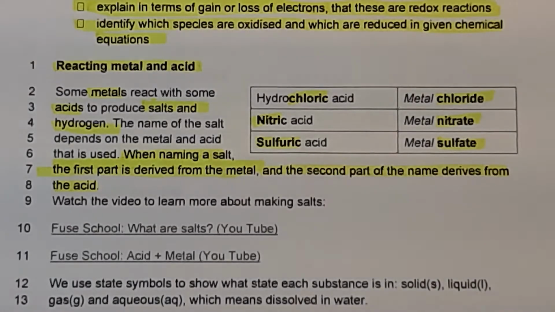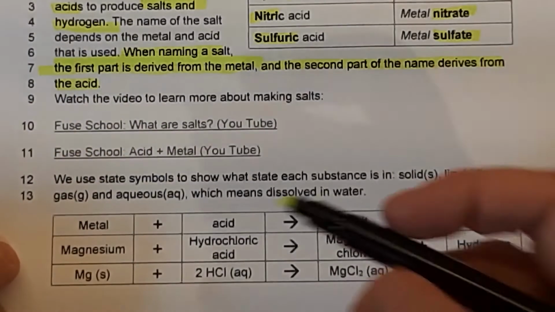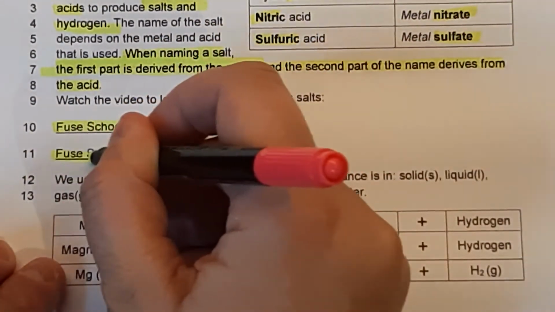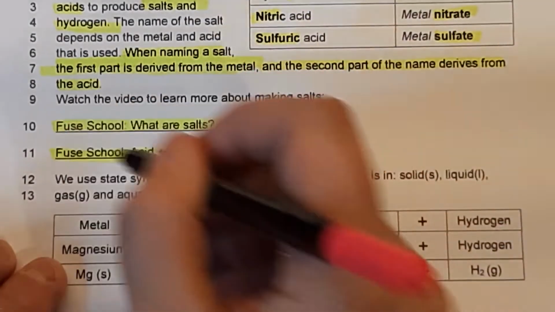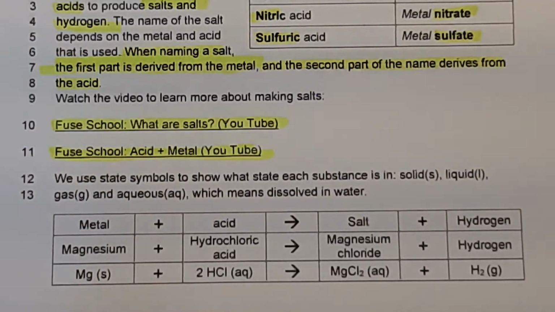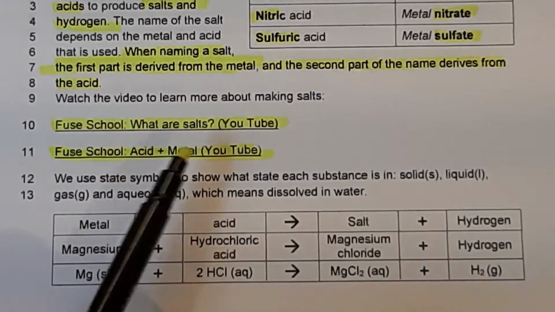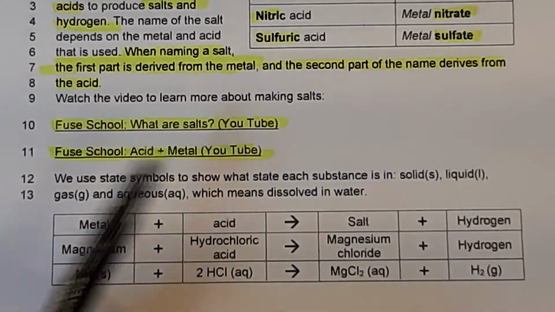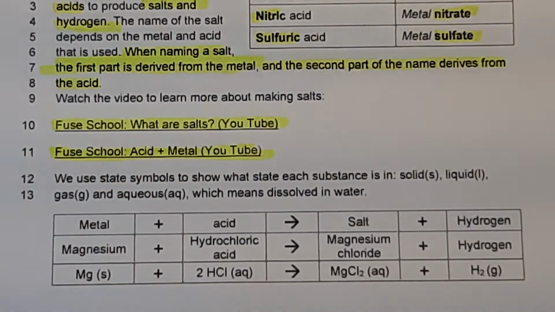So there are some videos to watch. There are 2 of them to learn more about making salts. So if you have a digital copy of this booklet, you'll be able to click on these links to go to them. If not, feel free to go to the YouTube website, and look for the Fuse School channel, and type in Fuse School water salts and then Fuse School acid plus metal, and those will take you to the correct videos. Fuse School is an organisation that produces these videos, and they're very helpful. So pause the video whilst you watch those.